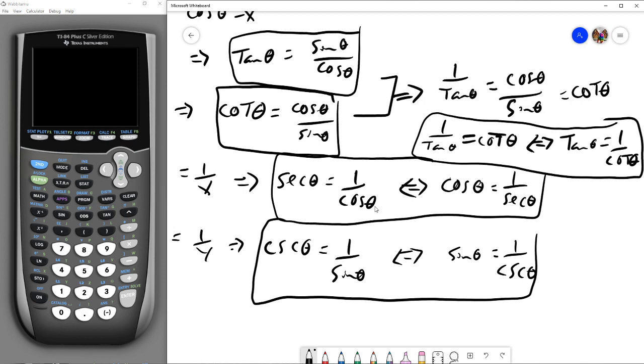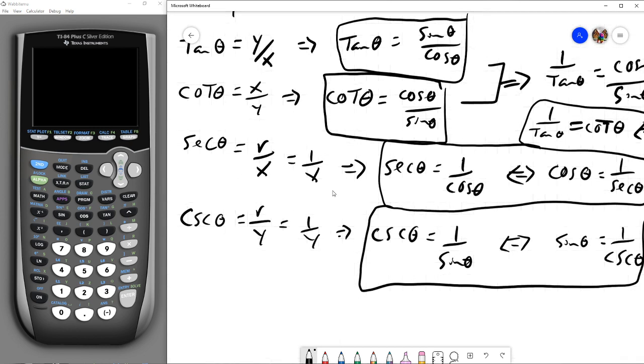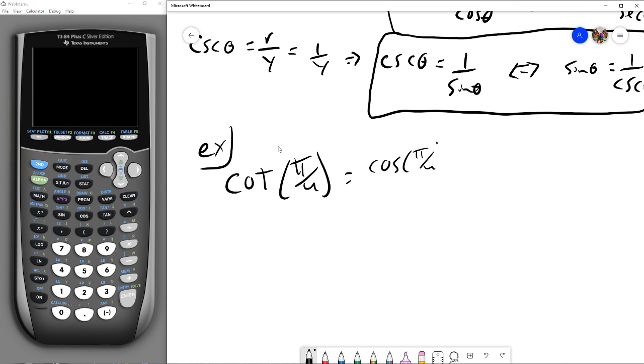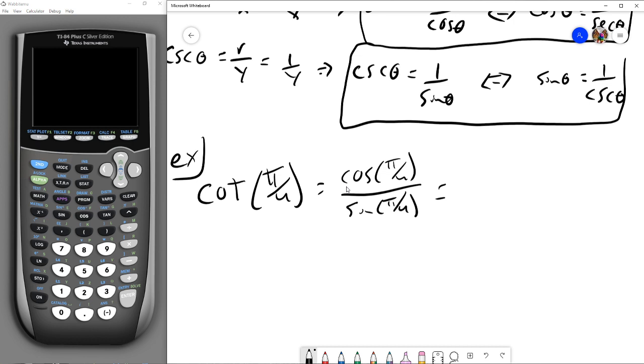Now, with this information, we can do some more work with our unit circle. So for example, if we want to figure out what cotangent of pi over 4 is, well, this is the same thing as thinking of what is cosine of pi over 4 divided by sine of pi over 4. And cosine of pi over 4 is square root 2 over 2. Sine of pi over 4 is square root 2 over 2. Well, that's the same thing, so we get 1. Ta-da!